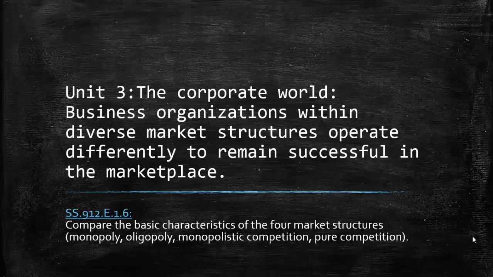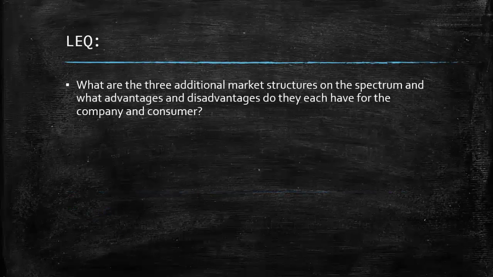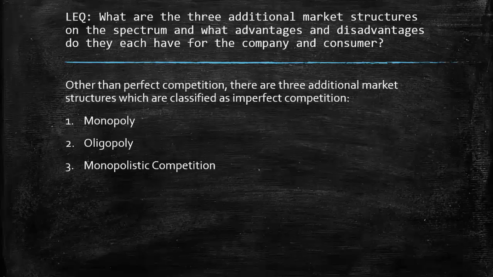For the sake of time, let's get to it. So our LEQ has been the same for a couple of videos now. What are the 3 additional market structures that represent imperfect competition? So in part 2 of this video series, we covered monopolies, and now we're going to cover something called oligopolies.